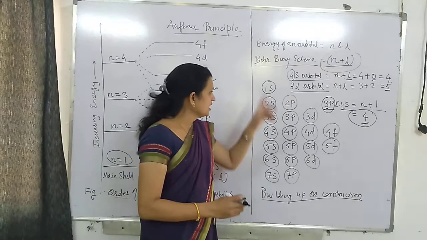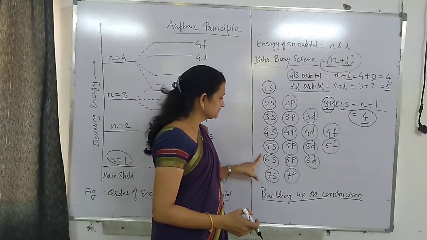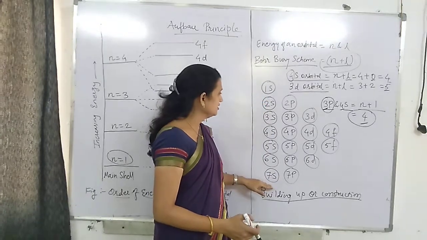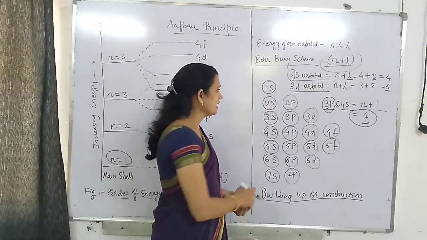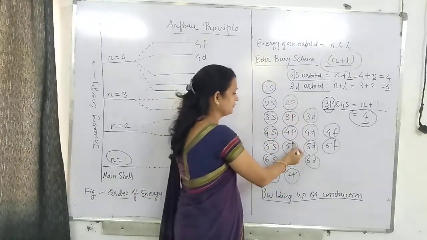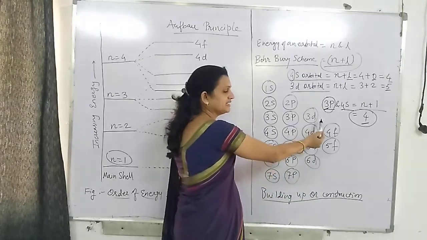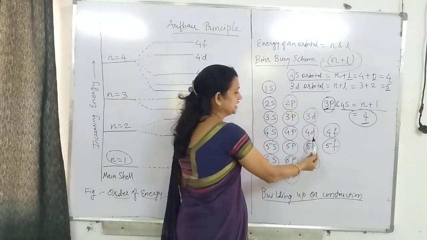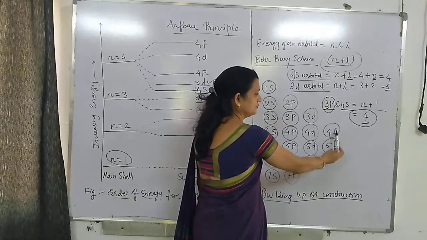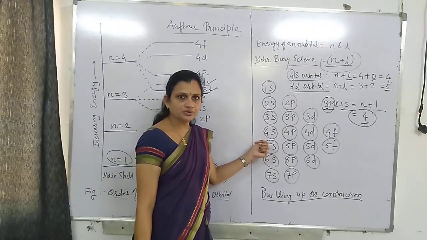So what is that scheme? First of all, write down 1s, 2s, 3s, 4s, 5s, 6s, 7s. From 1 to 7 we have to write s orbital. After that, next to 2s write 2p, then write down 2p, 3p, 4p, 5p, 6p, 7p. Then next to 3p write 3d, then 3d, 4d, 5d, 6d. Then next to that write down 4f and 5f. Now how are you going to remember this?